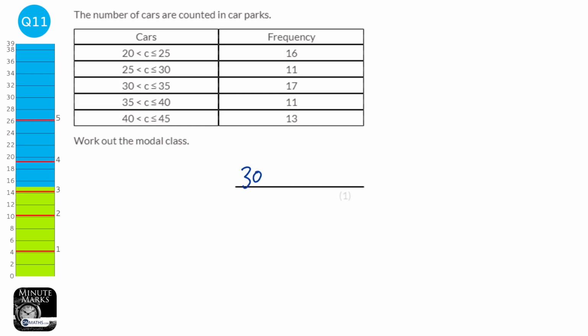Let's do that a bit nicer. 30, and then C, and then 35. That essentially means 30 to 35, but make sure you copy it down correctly from the table, exactly as it shows it in the table.